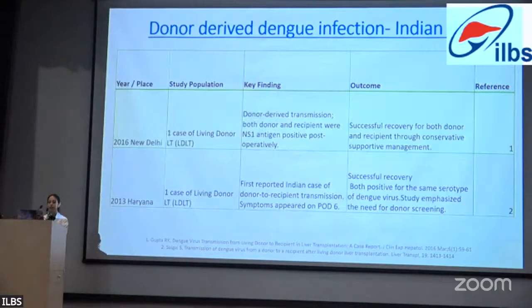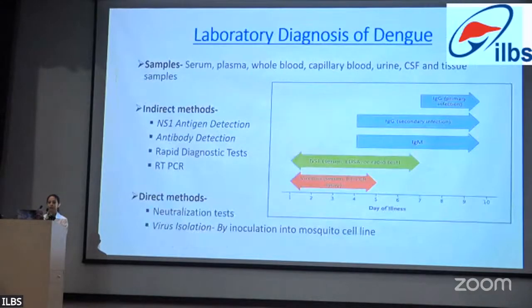The recipient was treated with supportive measures, including adequate hydration, correction of coagulopathy, broad-spectrum antibiotics, and optimization of immunosuppressive dose. The recipient improved over the next 2 weeks.